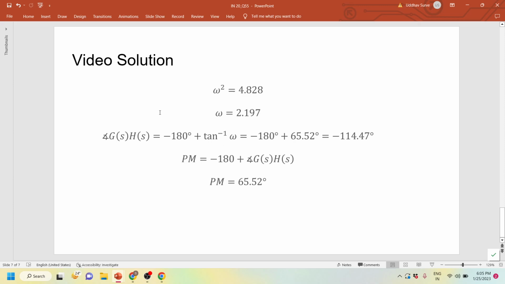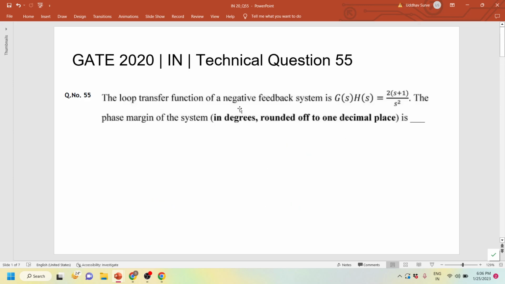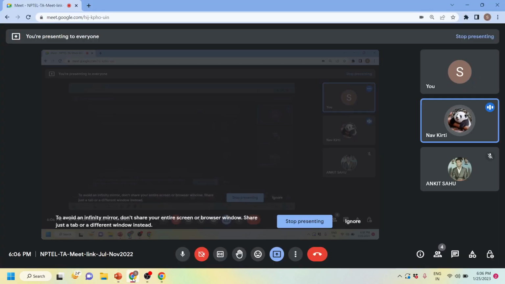The only careful thing you need to do here is that 2.197 is in radians. Whenever tan and such functions appear in an equation, make sure this is in radians. Here it doesn't matter because it's tan inverse, but when you're calculating tan of some ω, in control systems make sure it is in radians. So the answer to this question is 65.52 degrees, the phase margin. Any doubts? No, sir. Okay.